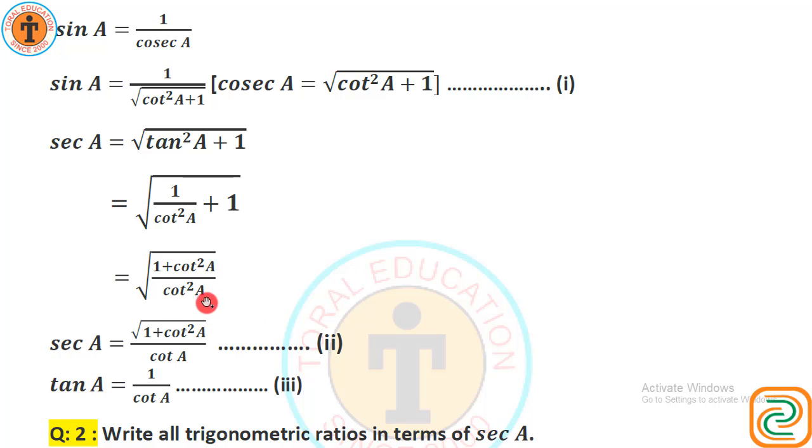This is in the form of cot. Therefore, sec A equals root of 1 plus cot square A upon cot A, because the root of cot square is cot, so the square will be removed. This is number 2, and number 3 is very easy because they are reciprocal. Tan A equals 1 upon cot A.